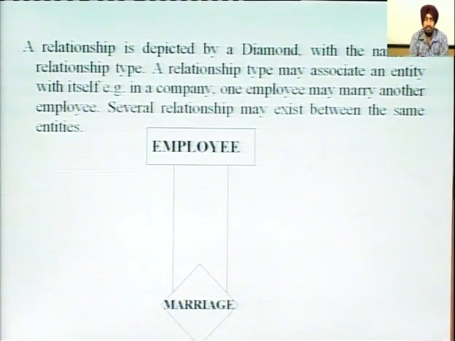This is the relationship, depicted by a diamond with the name of a relationship type. A relationship type may associate an entity with itself. For example, in a company, one employee may marry other employees. Several relationships may exist between the same entities.